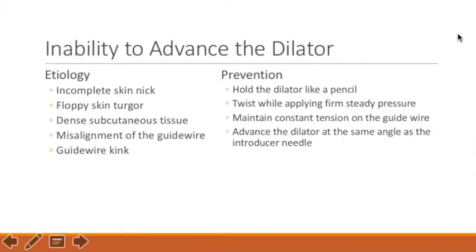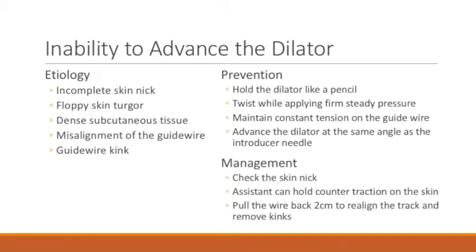Other ways to prevent issues with the dilator is hold it like a pencil, very close to the skin, and give a gentle twisting with firm, steady pressure at small half-centimeter increments as you twist and push, twist and push, twist and push. Always maintain constant tension on that guide wire so you don't cause a bend or a kink. Advance the dilator at the same angle to introduce your needle, and this will give you better leverage to advance.